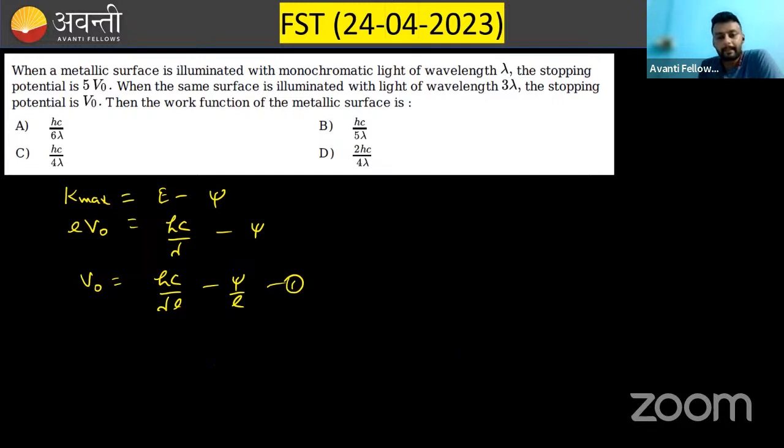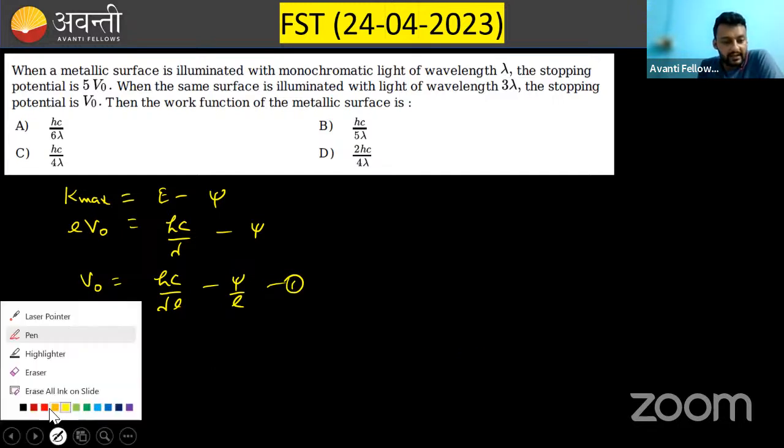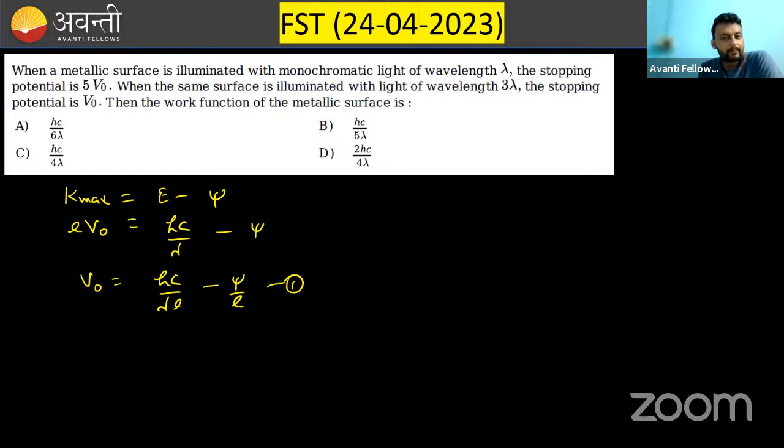Now the question says, if the light incident is of wavelength lambda, then stopping potential is 5 V naught. So first situation, I am putting the value 5 V naught equals hc by lambda e minus psi by e. Psi is the work function. This is equation number 2.